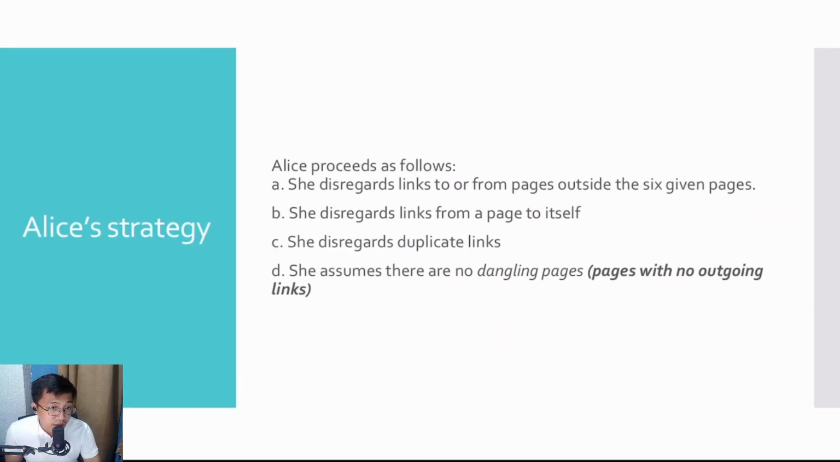So she will proceed as follows. First, she disregards links to or from pages outside the 6 given pages. She disregards links from a page to itself, and she disregards duplicate links. She also assumes that there are no dangling pages, or pages that have no outgoing links.